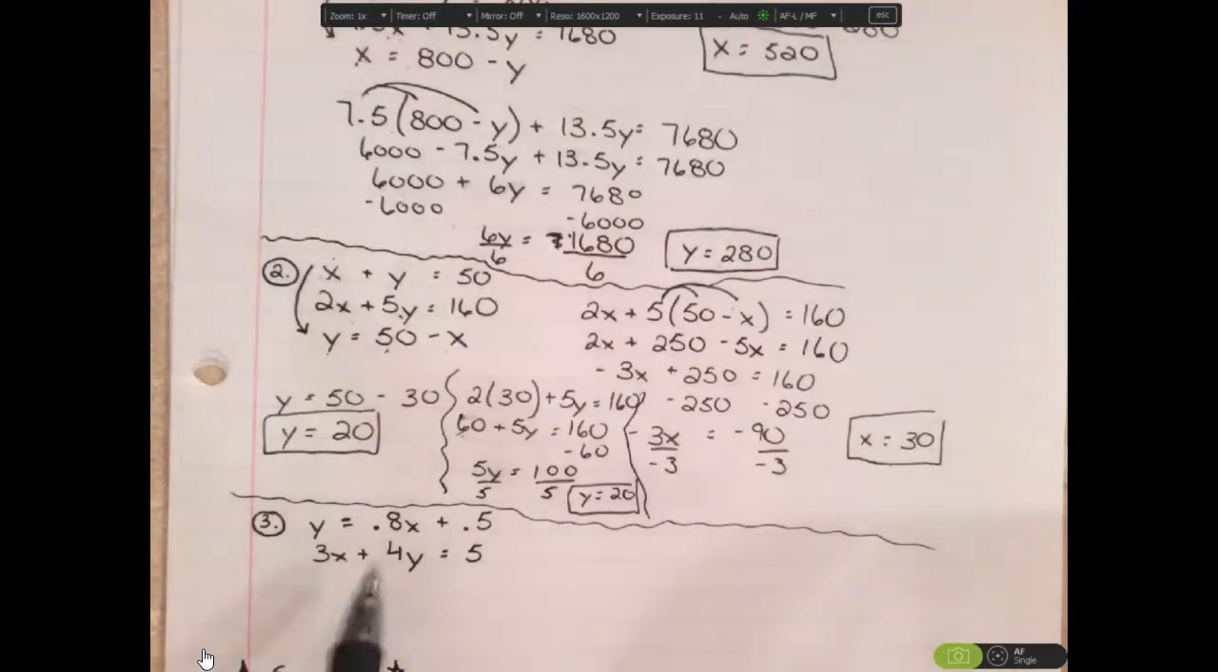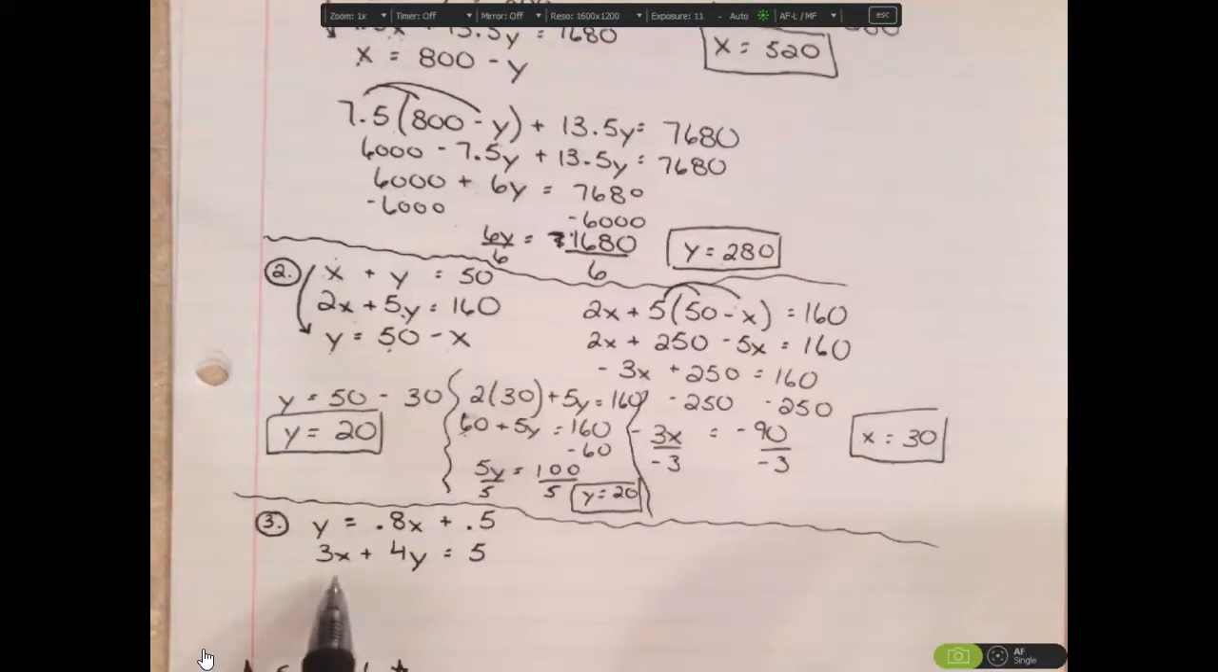We have y equals 0.8x plus 0.5. And then I also have the second equation, 3x plus 4y equals 5.